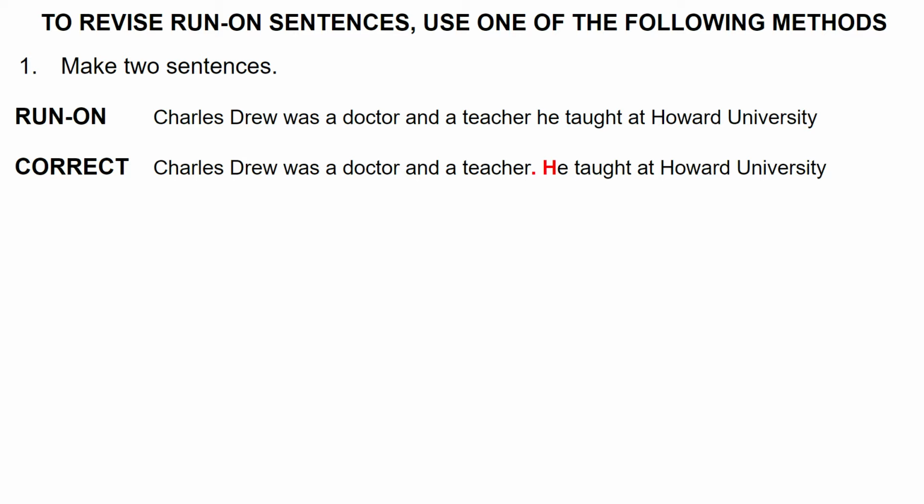So here we have: Charles Drew was a doctor and a teacher, he taught at Howard University. Here we're making two sentences. Charles Drew was a doctor and a teacher, period. He taught at Howard University.